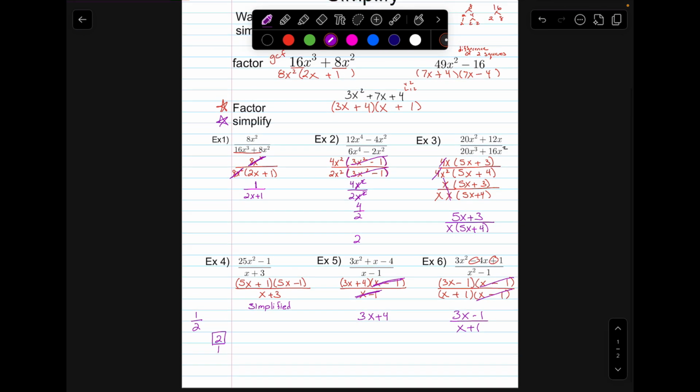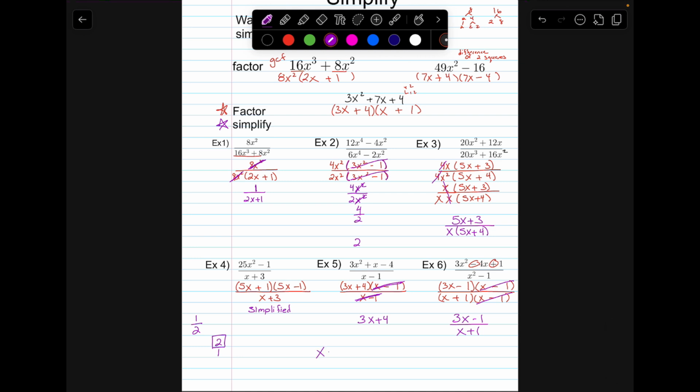A question that some of my students were asking me is x plus 1 over x minus 1. Can I cancel that out? The answer is no, because they're not the same. They have to be the exact same binomials.